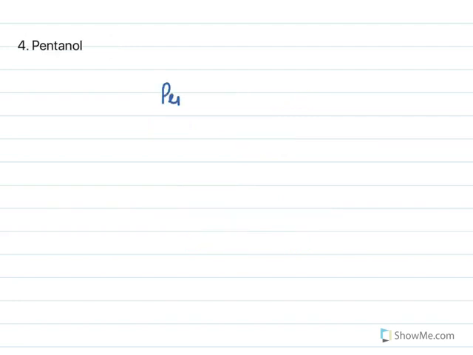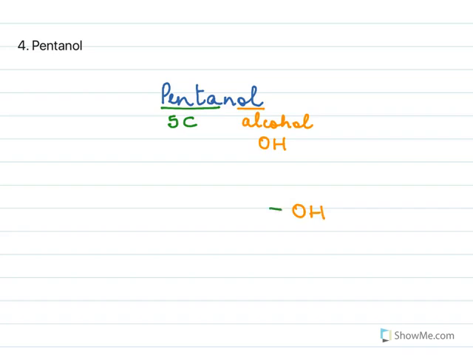Next is pentanol. Pentanol, OL, alcohol. Alcohol functional group OH. Penta means 5 carbon. So first we write OH. Now I've got to attach 5 carbons. 1, 2, 3, 4, 5.